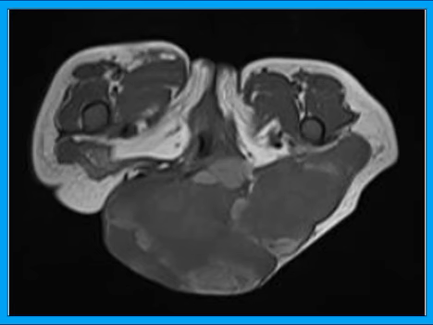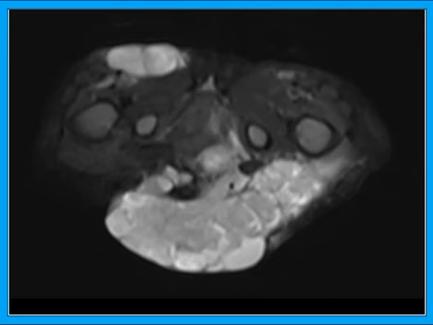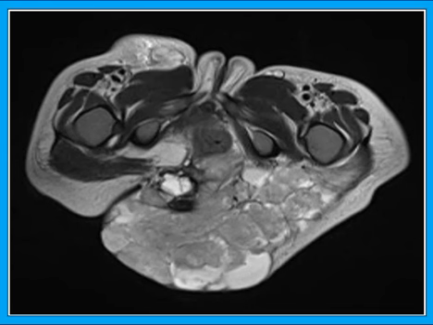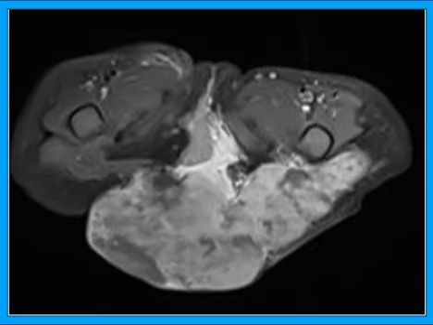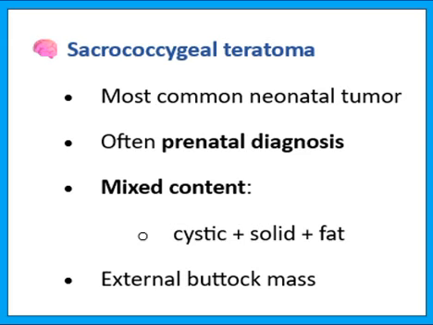The last pelvic solid mass lesion. We see MRI multi-sequences: axial T1, coronal T2 STIR, axial T2 fat sat, and sagittal T1 with contrast fat sat. The images show sacrococcygeal teratoma features. It is the most common neonatal tumor, often diagnosed prenatally, with mixed cystic, solid and fat content, and an external buttock mass.